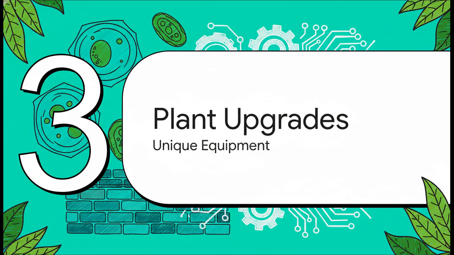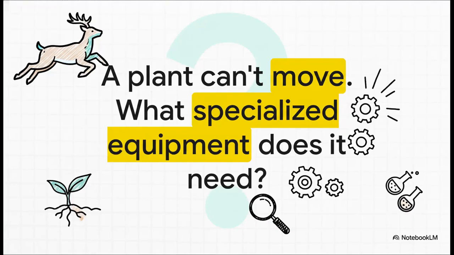Now let's shift gears and focus on the plant factory. It has all that same core machinery we just talked about, but it also has a few exclusive, really high-tech upgrades that animal cells just don't have or need. Just think about it for a second.